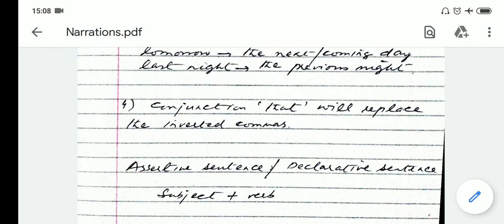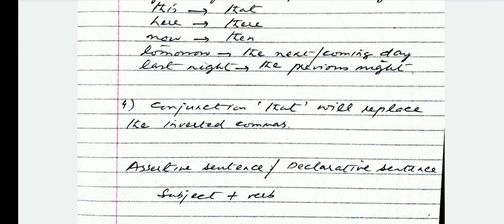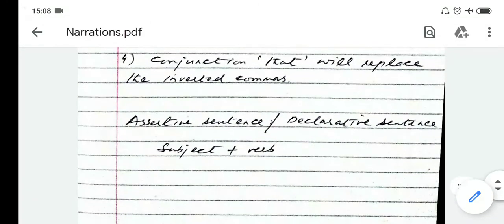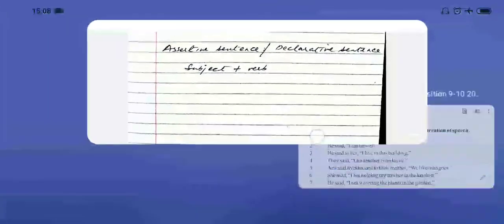And then in the end I have just mentioned what is an assertive sentence. It is also called a declarative sentence. Also you can say this is a simple sentence. ये सवालिया भी नहीं होता, imperative भी नहीं होता, और exclamatory भी नहीं होता. इसमें क्या होता है कि first we place the subject and then we place the verb. Simple sentence होता है.